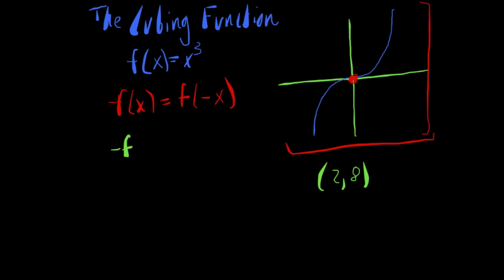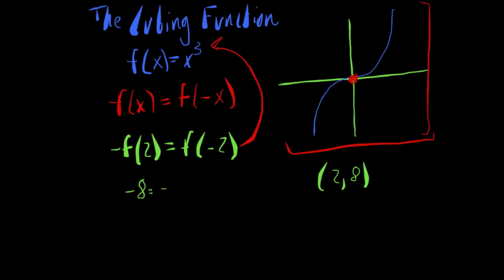Negative f of 2 should be equal to f of negative 2. Going back to the original equation, negative 8 is equal to negative 8, showing that this function is odd. It is not bounded, and the end behavior is that as x approaches positive infinity, the function also approaches positive infinity, and as x approaches negative infinity, the function approaches negative infinity. That is the cubing function.